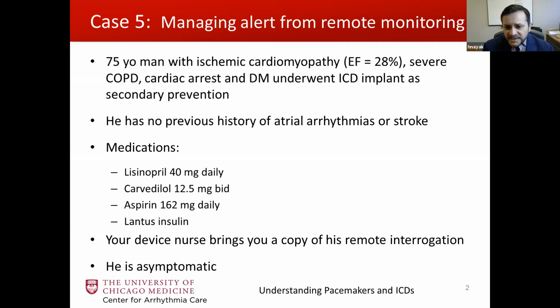Your device nurse brings you a copy of his remote interrogation. There was an alert that was sent via his home monitor. When the nurse logged on to the website, she found that this alert was there, downloaded the information, and has given it to you to evaluate. The patient is completely asymptomatic. The nurse called him, and he feels fine.